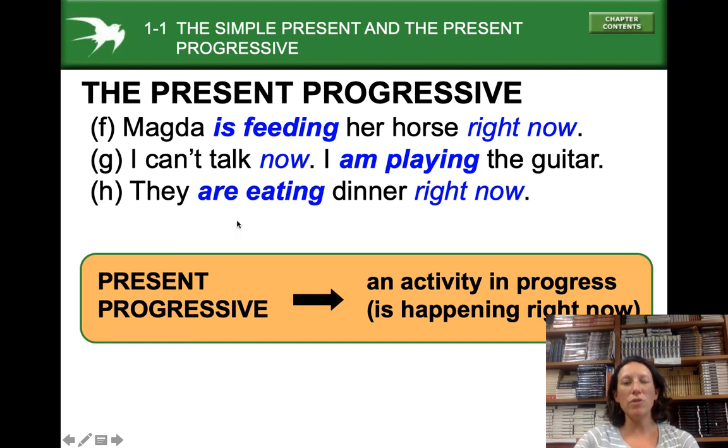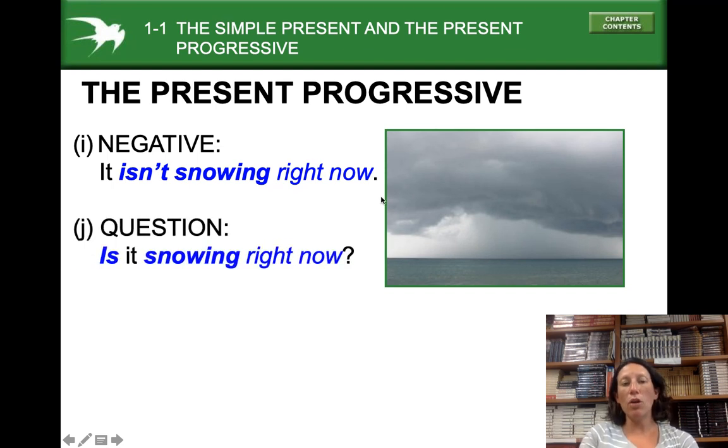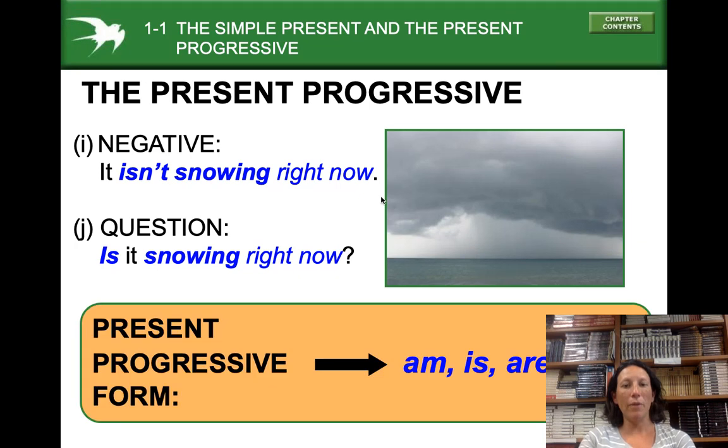Okay, so the present progressive talks about what's happening right now, and it uses the verb to be and a verb plus ing. Some other forms of the present progressive that you might see to make it negative, we use isn't or aren't. It isn't snowing right now. And to make a question, is it snowing right now? Are you listening right now? Okay, so the present progressive is am, is, or are, and then the verb plus ing.